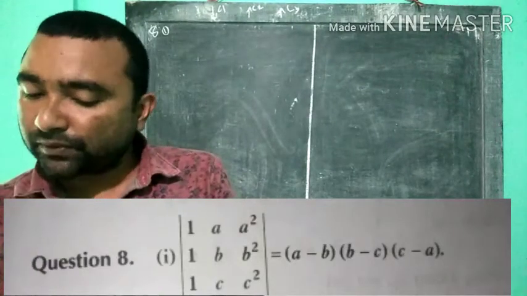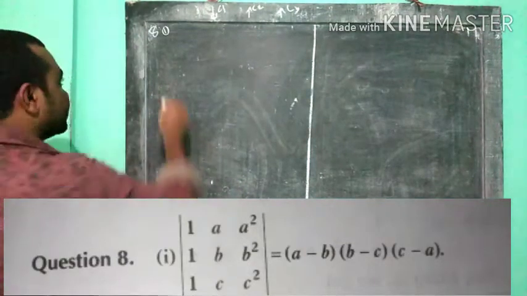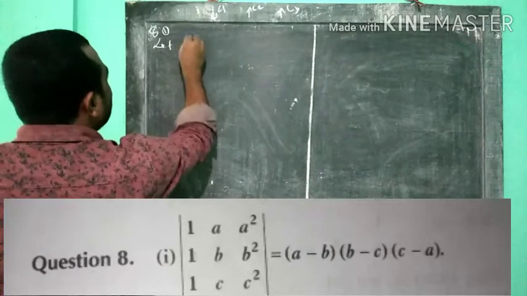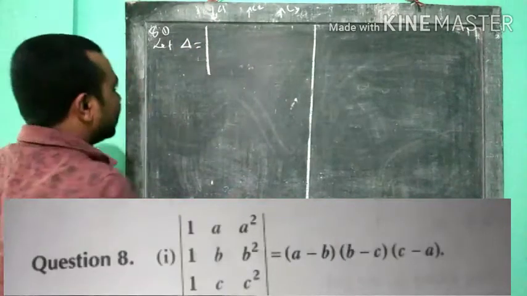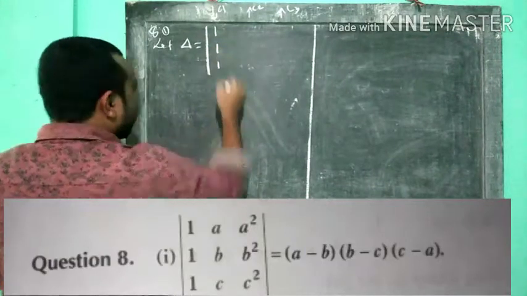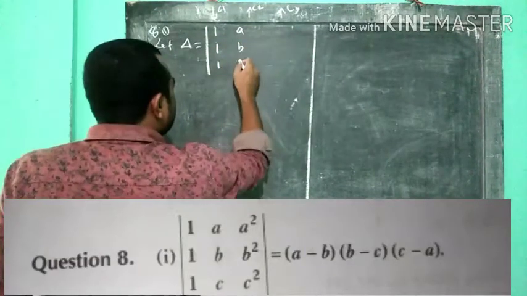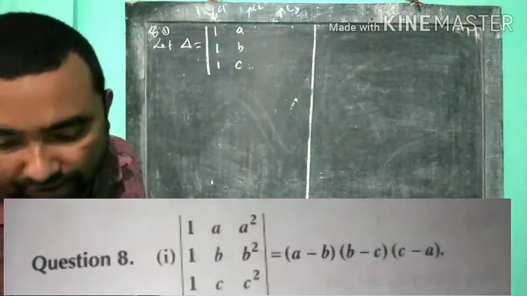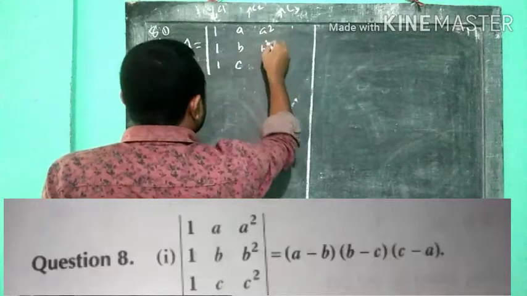We are to prove this equal to this. Okay, so first let this be delta. Any one will work. Let delta equal the determinant with first column 1, 1, 1, second column A, B, C, and third column A square, B square, C square.